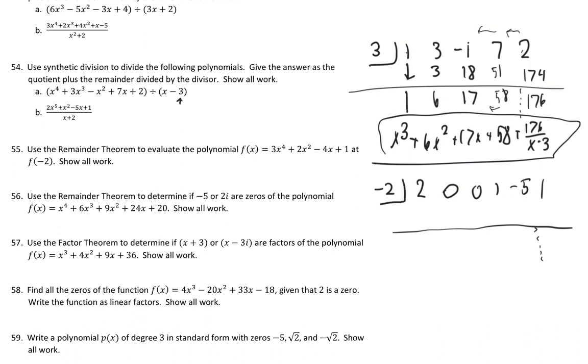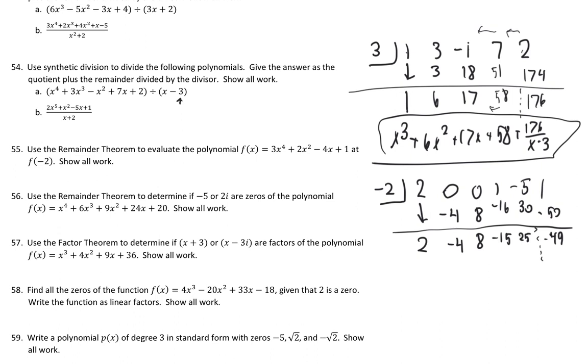So bring down the 2. 2 times minus 2 is minus 4. Add these together, you get minus 4. Times negative 2 is going to be positive 8. Add those together, you just get positive 8. Positive 8 times negative 2 is going to be minus 16. You add these together, you get minus 15. Times negative 2 is going to be 30. You get positive 25. You get minus 50. And you get negative 49.